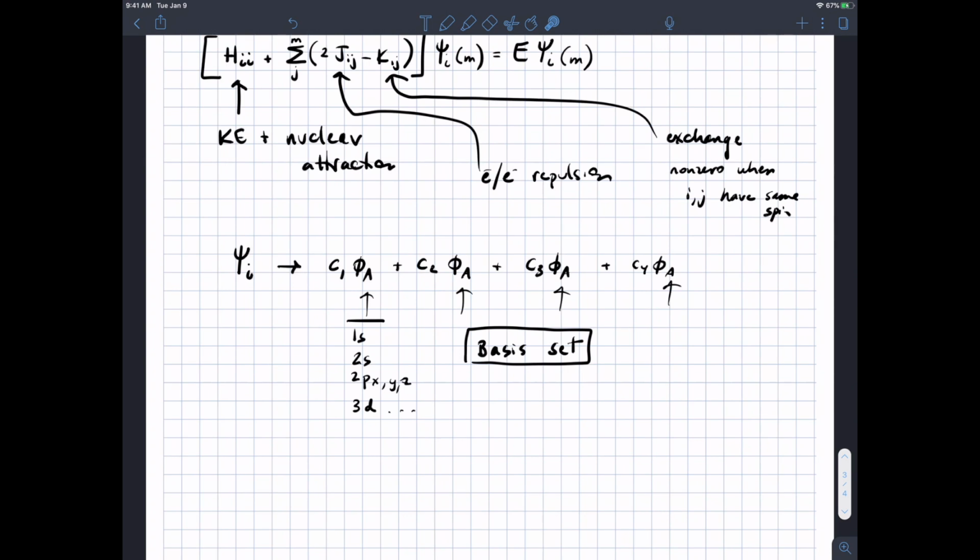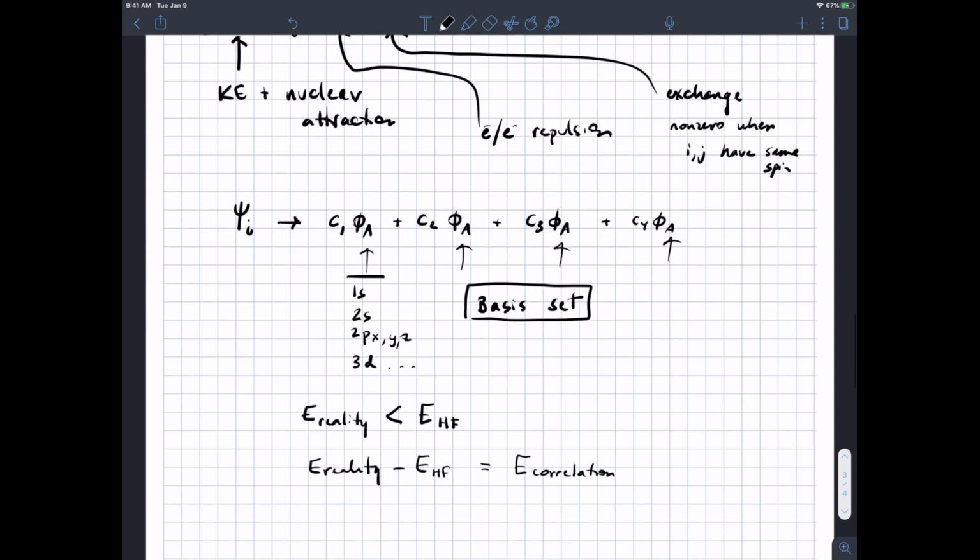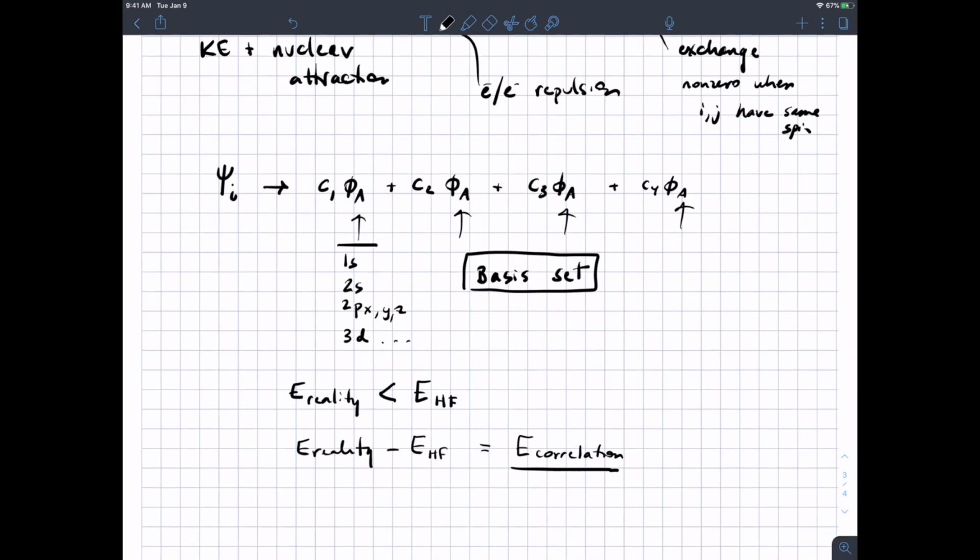But in general, what we're going to observe is that the energy in reality is going to be lower than the energy we calculate from Hartree-Fock. The difference between reality and what we try to calculate in Hartree-Fock, we're going to call the energy of electron-electron correlation. There are a lot of methods that try to deal with this. Electron-electron correlation is movement of electrons out of the way to minimize their repulsion.